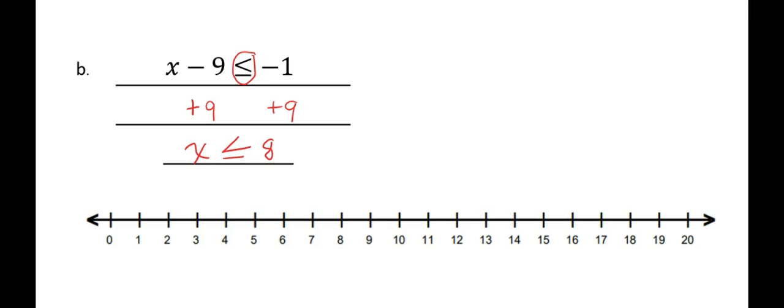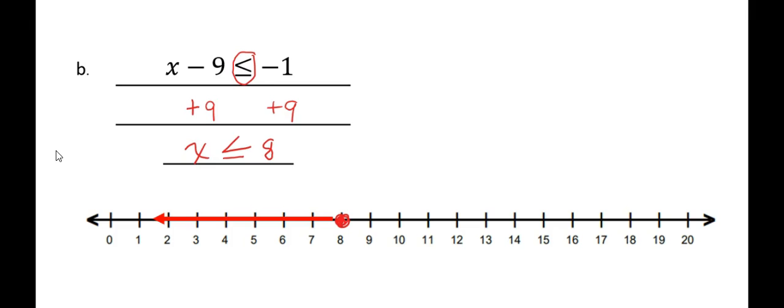Because it's less than or equal to 8, we will count the 8 in our solution, and then all the numbers to the left will be part of the solution because those are the numbers that are less than 8. So we'll put our arrow on the left-hand side of the 8. And there's my solution. And again, we can choose any of these numbers on the red line to test it to see if it works.